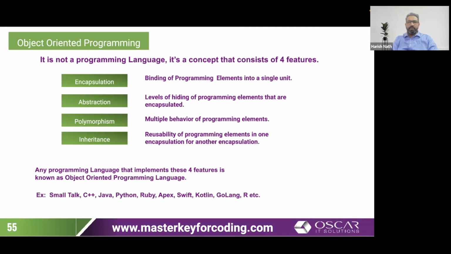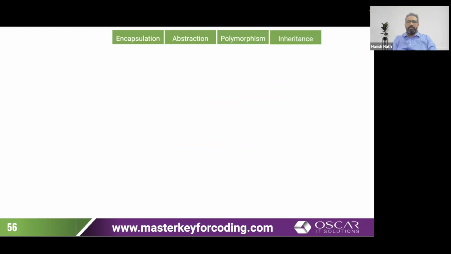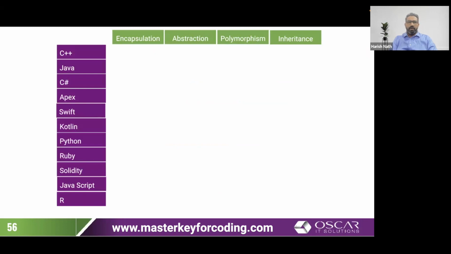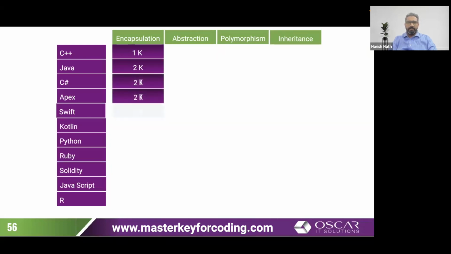Various examples: Smalltalk, C++, Java, Python, Ruby, Apex, Swift, Kotlin, and Golang are multiple object-oriented programming languages we have. So these four features across various programming languages all exhibit these features. Like C++ has encapsulation, but only of one type, and that's achieved through a keyword. Java has two types of encapsulations, and we have keywords for the same. So K indicates keywords here.